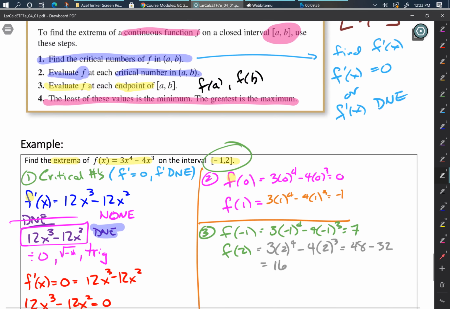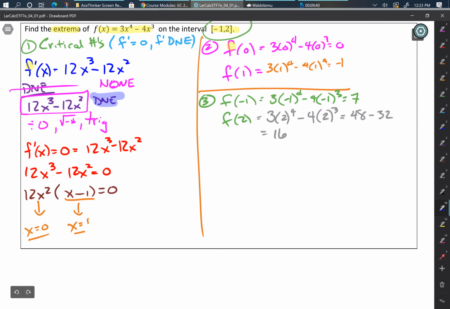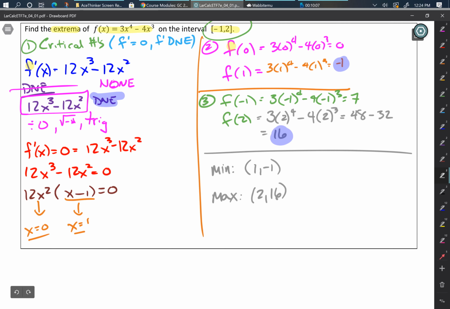Now we go to step 4. The least of these values is the minimum. The greatest is the maximum. Now that we're on a closed interval, which one of these is the smallest? I believe that one's the smallest. And which one will be the biggest? That one will be the biggest. So it looks like we have our absolute minimum at the point 1, negative 1, and we have our absolute maximum at the point 2, 16.